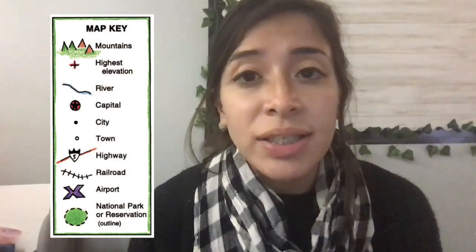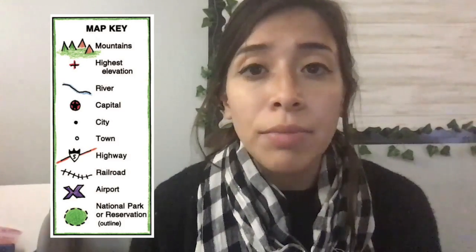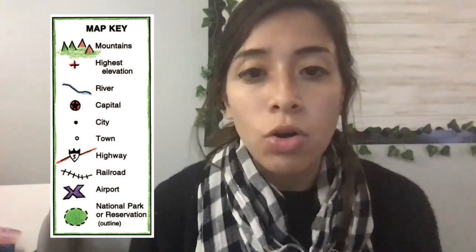Now, a map key is a set of symbols that are used on a map to tell us where things are or what things are. So let's go ahead and get started. Before we begin, you're going to need two things. The first thing you need is a blank sheet of paper, okay? Once you have that, the next thing you'll need is something to write with.